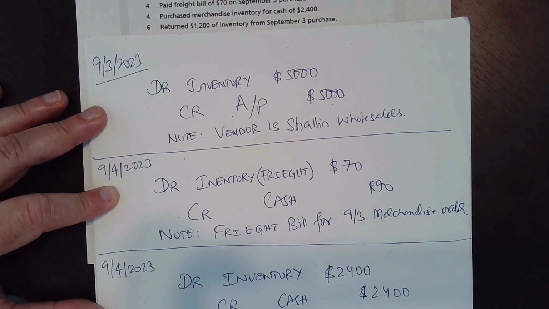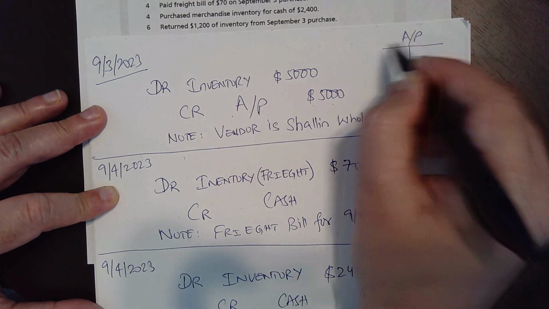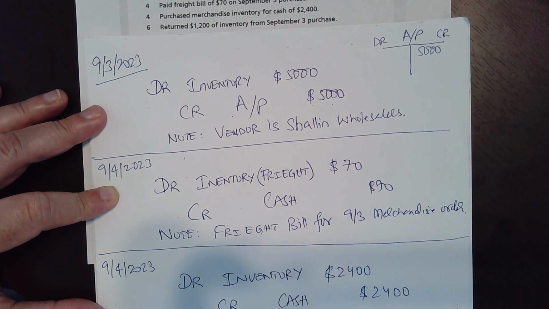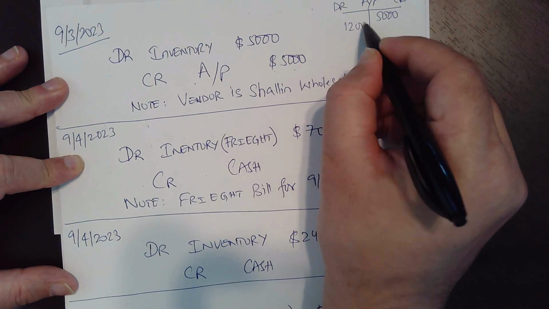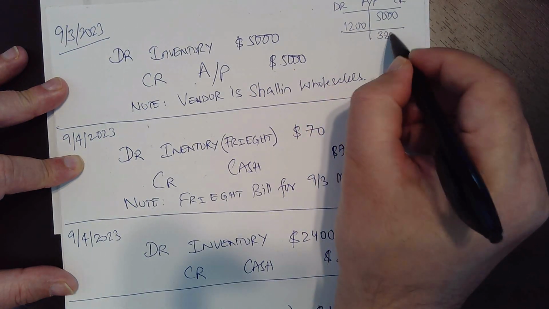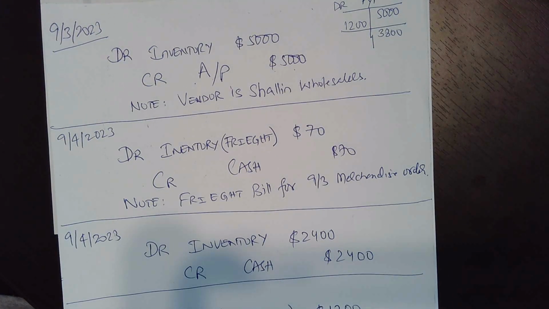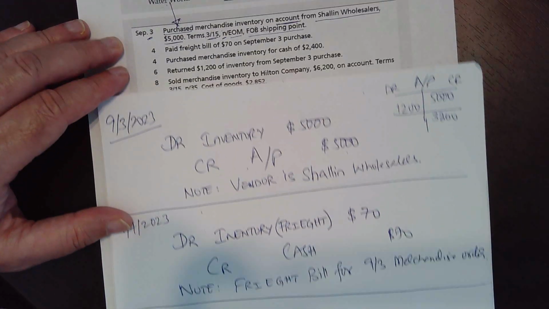Because we are returning their $1,200 inventory, I am reducing the accounts payable by $1,200. For example, if we owe this company $5,000, since we have returned $1,200 of their merchandise, now we owe them only $3,800. This is just for your explanation, and if you want to make T charts while you are working on your transactions, that will give you a very good visual and help you understand the material. All right, let's move to the next transaction.